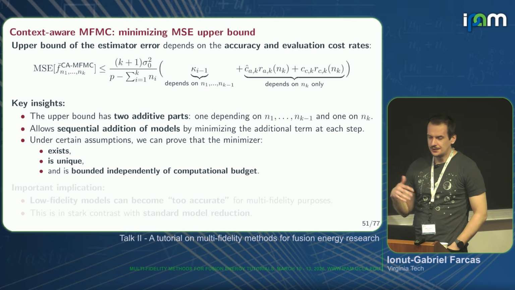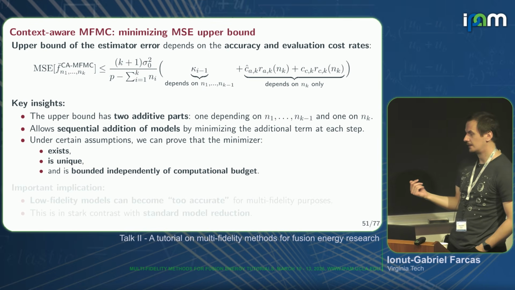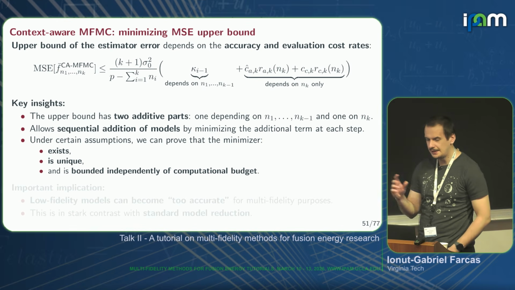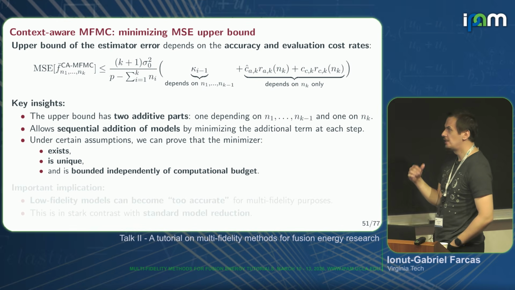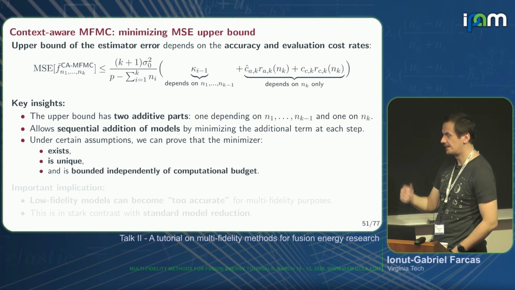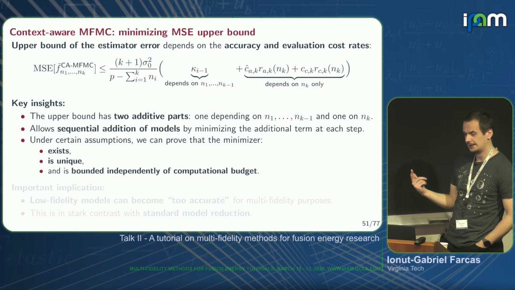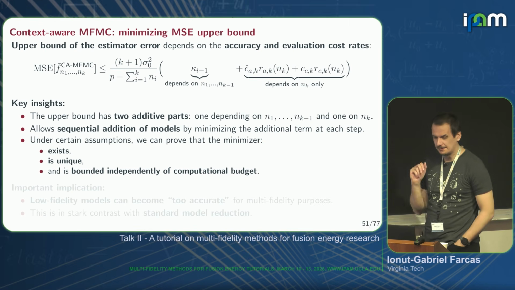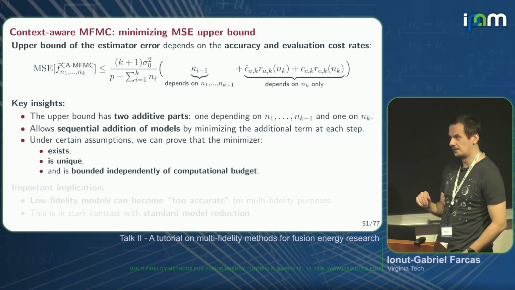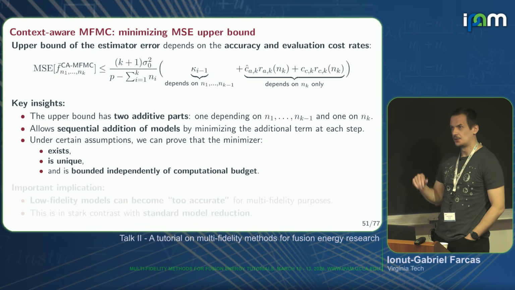So we can show that under certain assumptions, we can prove that the minimizer, so essentially the n that minimizes this upper bound of the mean squared error, exists, is unique, and importantly, is bounded independently of the computational budget. So what does this mean?